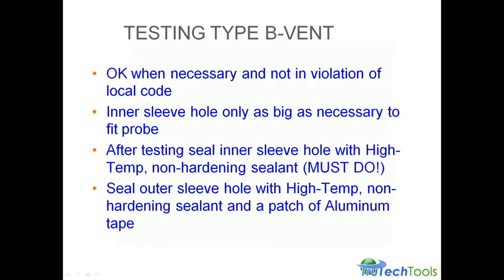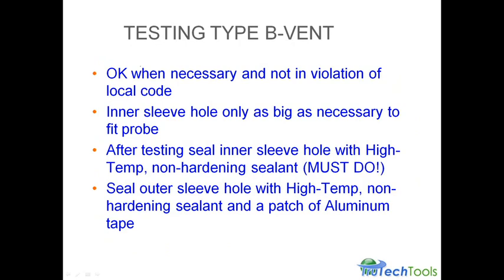All right, testing type B vent. It is okay, and it's not a violation of local code to drill a hole in a B vent. You guys have probably all heard, oh, you can't test B vents, you can't do it. Here's what you've got to do. You've got to drill 2 holes. One hole is through the outer sleeve, which is just like a protection sleeve to keep the thing from catching stuff on fire. And the inner hole is what's sealed.